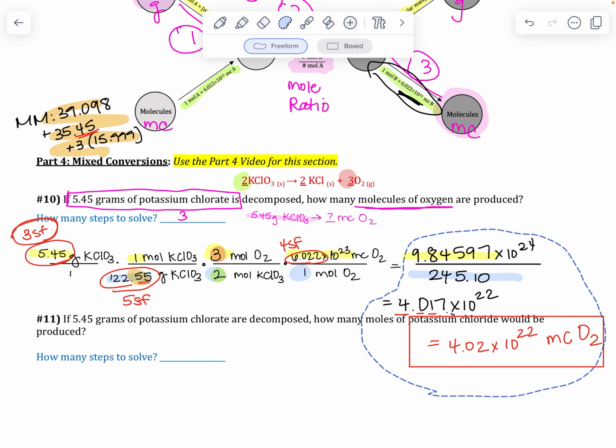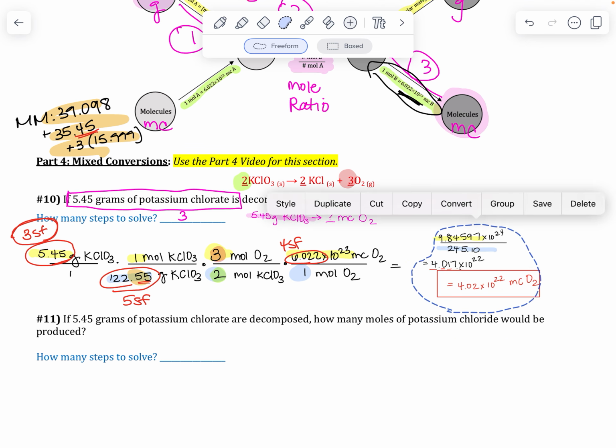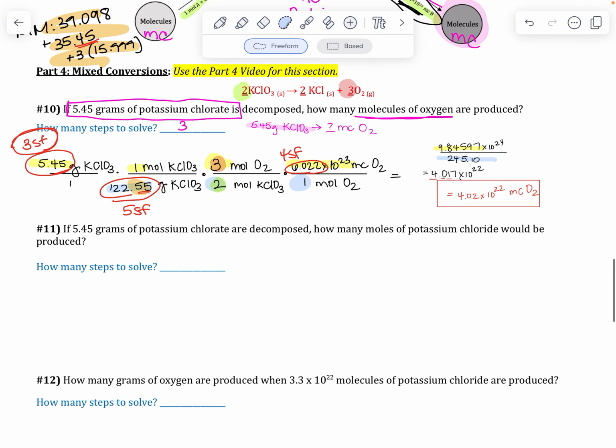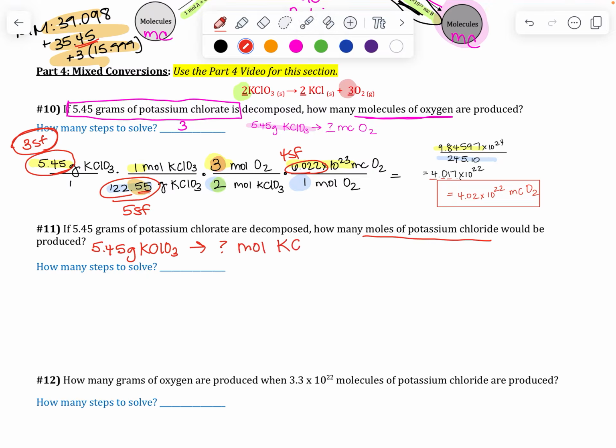All right, let's do another one. If you are getting the hang of it, feel free to pause and try one on your own. If 5.45 grams of potassium chlorate are decomposed, how many moles of potassium chloride would be produced? And so this one, we're starting with that same 5.45 grams of KClO3, but now we're looking for moles of our potassium chloride, so our KCl.